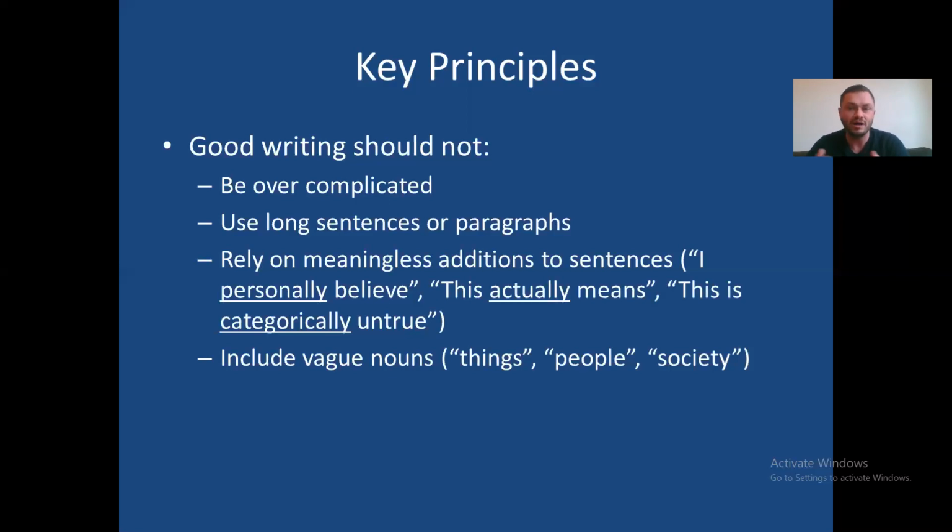Similarly, people, why say people when you can specify the type of people that you're talking about? I mentioned this in the last slide when I mentioned the example in history. So say, you know, Christians, Muslims, whatever you want to say, but mention who the people are.